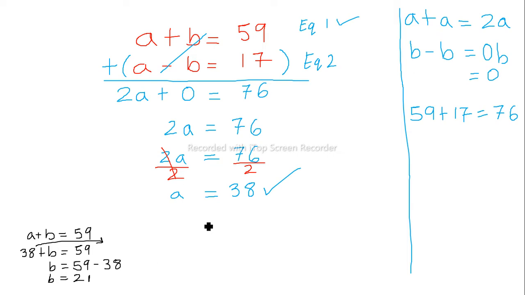So the value of A and B that solves this equation, so the answer, is going to be that A must be equal to 38 and B must be equal to 21. All right, and kudos to those persons who got it. Very good job.